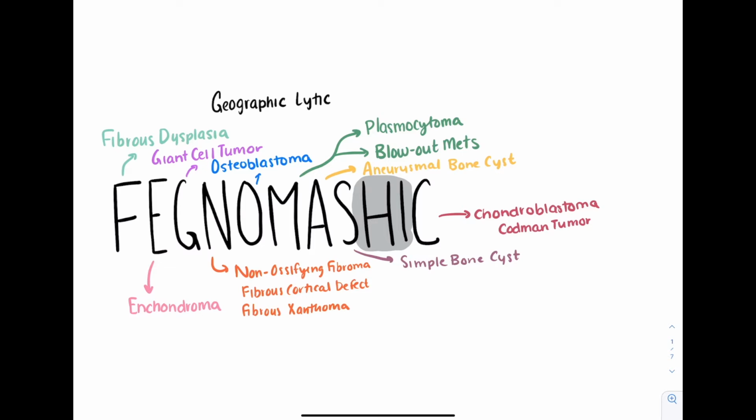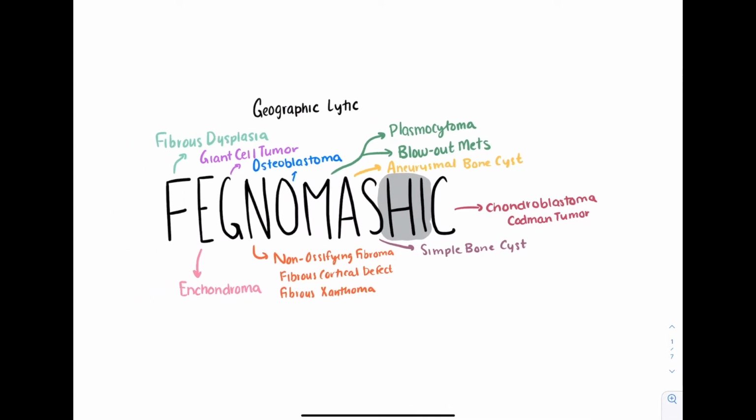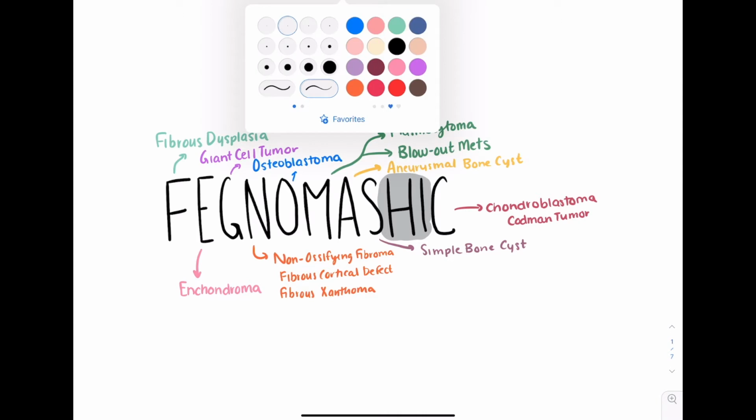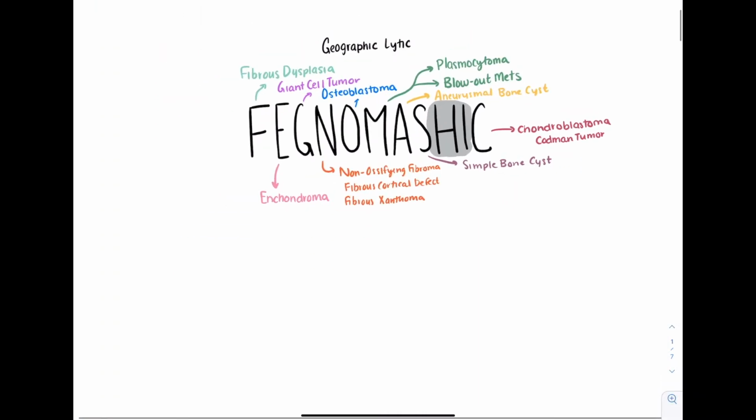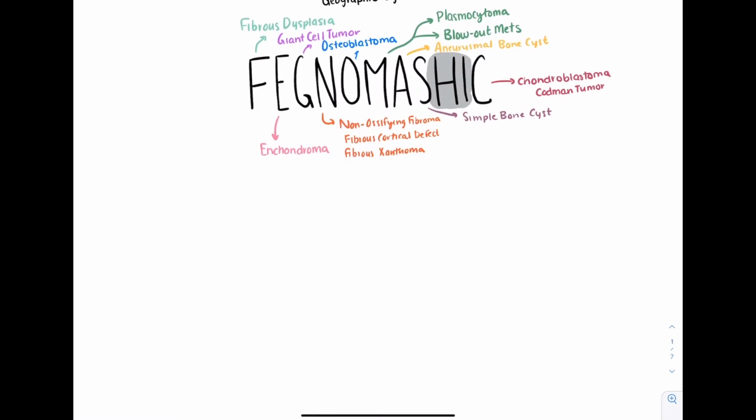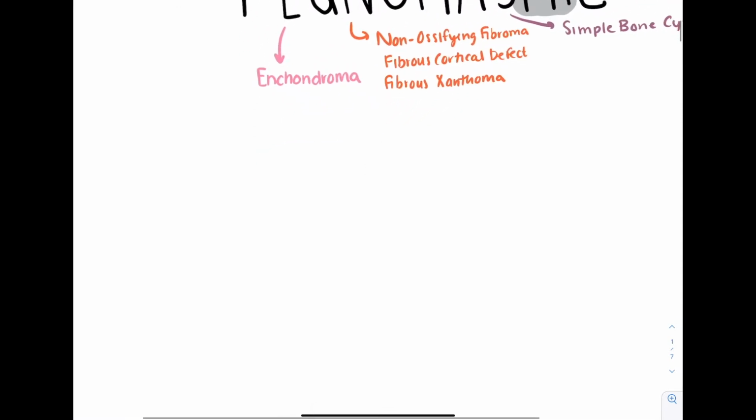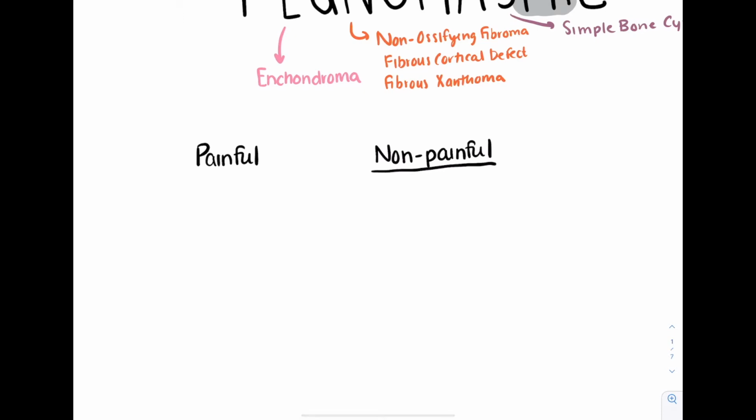And remember that with these, we always wanted to think about what are the age ranges for each of these, and is it painful or non-painful. So that's how I like to divide it, based on painful and non-painful. So you can write Fegnomashic, but whenever I see a geographic lytic I write down my lists. So I have my painful list and my non-painful list. And that's just how I always broke it down.